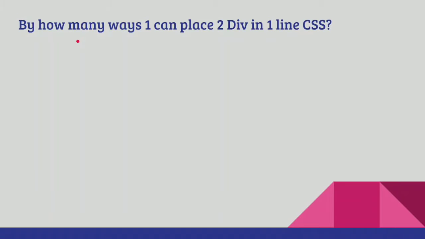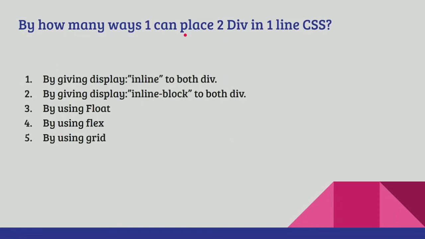Hello, my friends. Let's move to our next interview question. That is, by how many ways can one place two divs in a single line? Firstly, there are multiple ways to place two divs in a single line. The first one is using the display inline property, and then we have the display inline-block property. After that, we have float, flex and grid. By using all these, we can place our two divs in a single line.